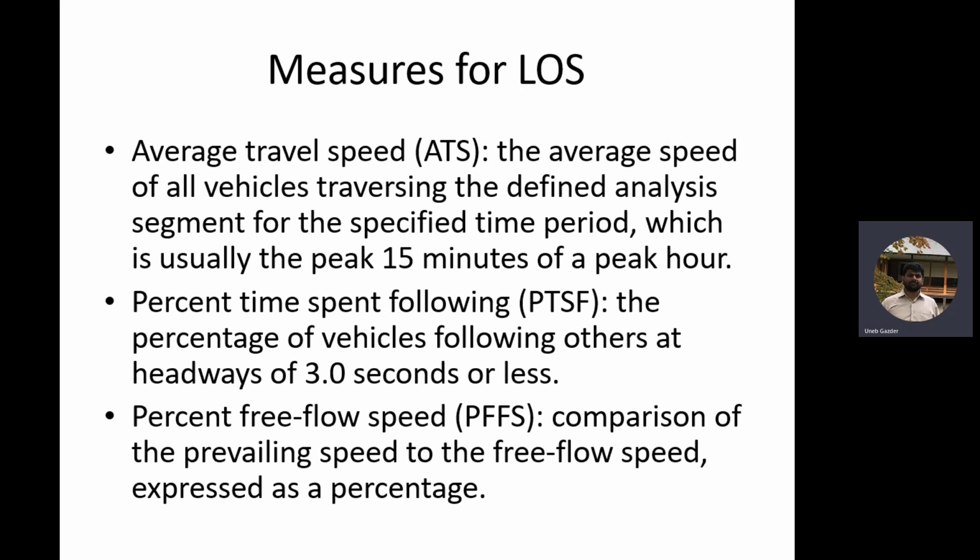For measuring the level of service for two-lane highways, we need to calculate three parameters, but two of them are related to each other. We have ATS, average travel speed. We have percent time spent following, and we have percent free flow speed. Average travel speed, we know that: the average travel speed of the cars for the segment.